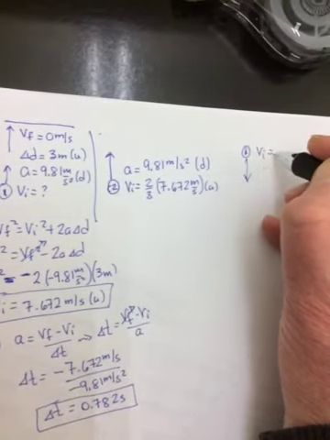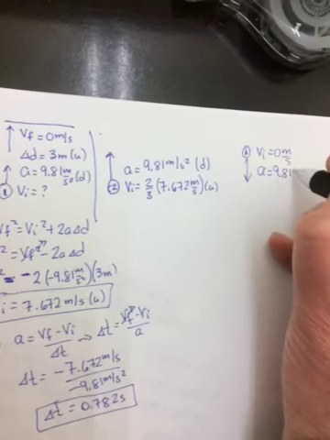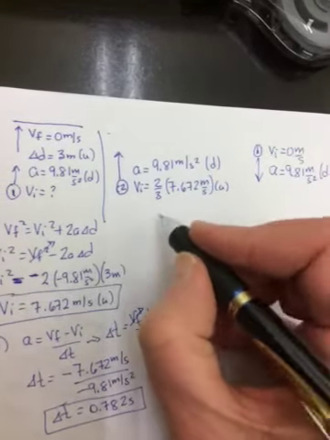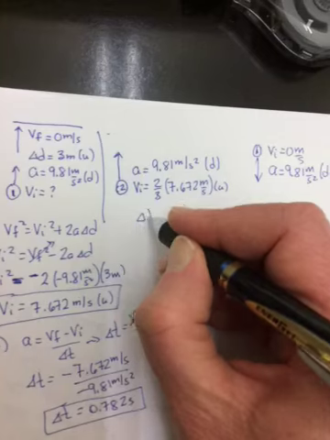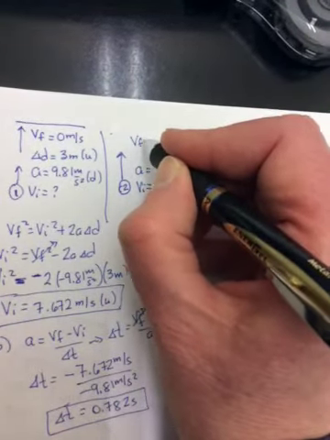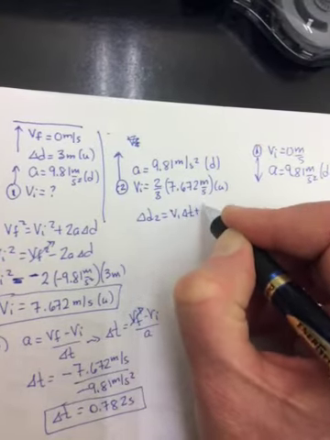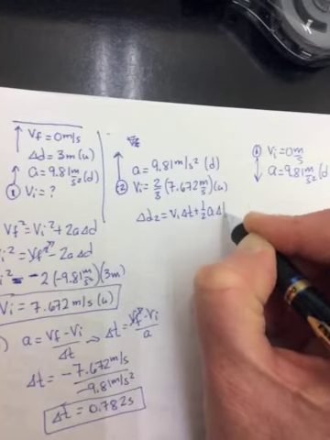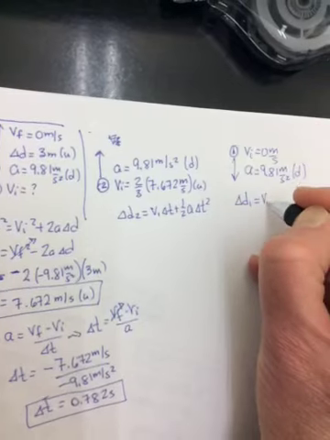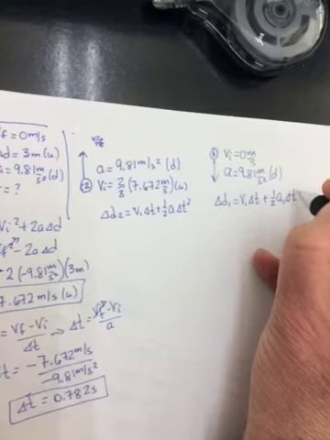So its initial velocity is 0. Its A is 9.81 meters per second squared down. So it's speeding up while this one's slowing down. Okay, so the delta D2 here will be VI delta T plus 1/2 A delta T squared. And delta D1 here will be VI delta T plus 1/2 A1 delta T squared.